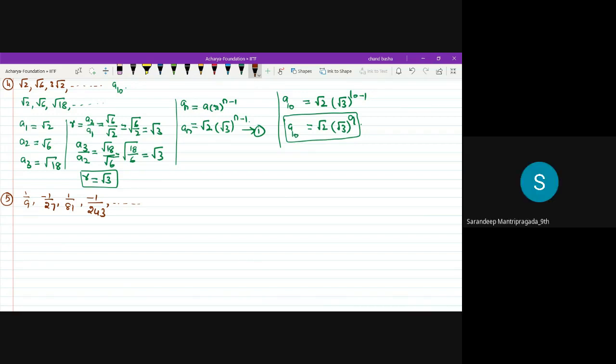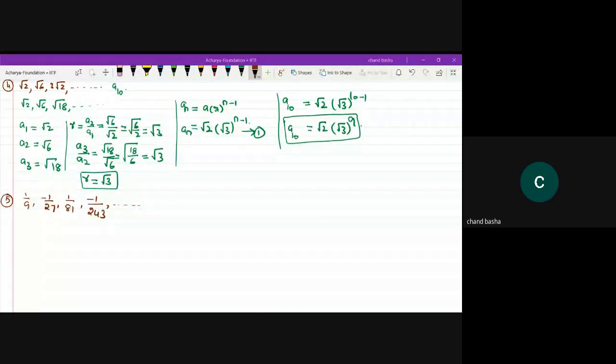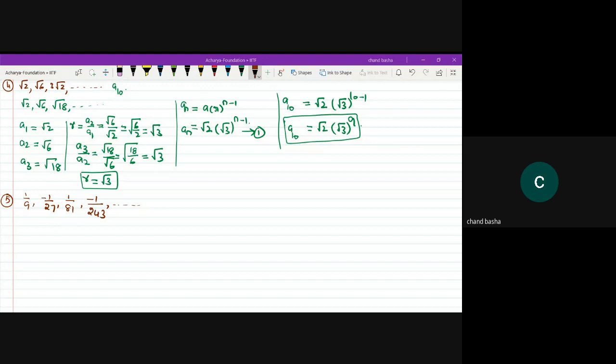Sir, it is in GP, sir. Okay. Yes, 1 by 9 is the first term and minus 1 by 3 is the common ratio. Minus 1 by 3. What about Srinidhi?